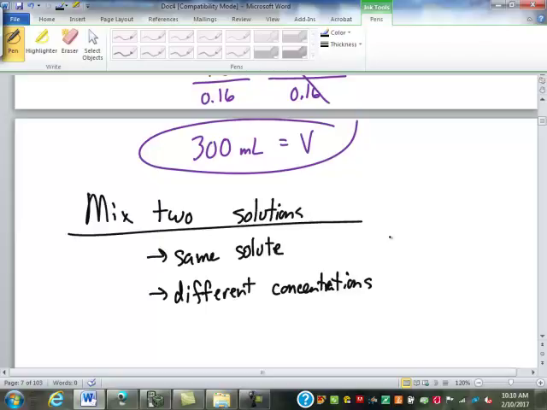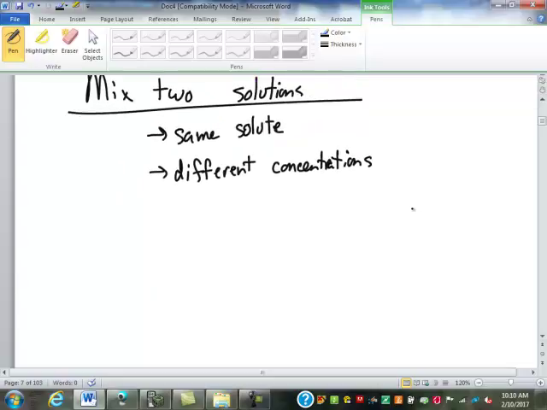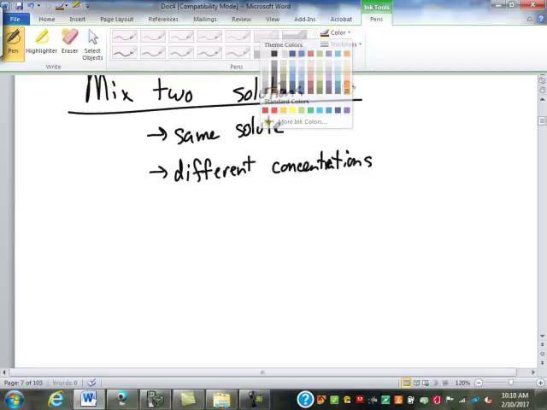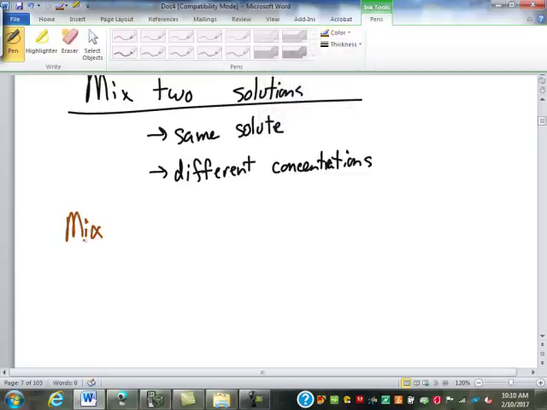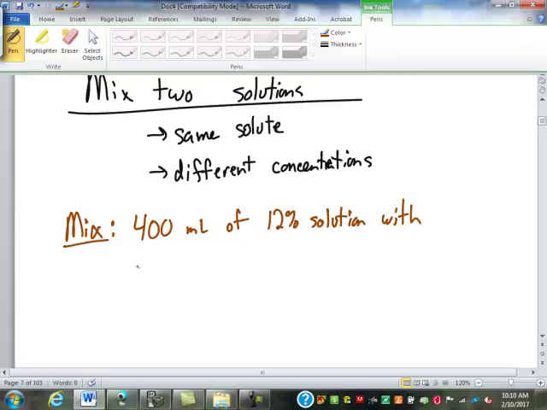So it might be 15% concentration salt water and 25% concentration saltwater solution, and we want to see what the final concentration is going to be. So here, let's say that we are going to mix 400 milliliters of 12% solution with 800 milliliters of 24% solution.